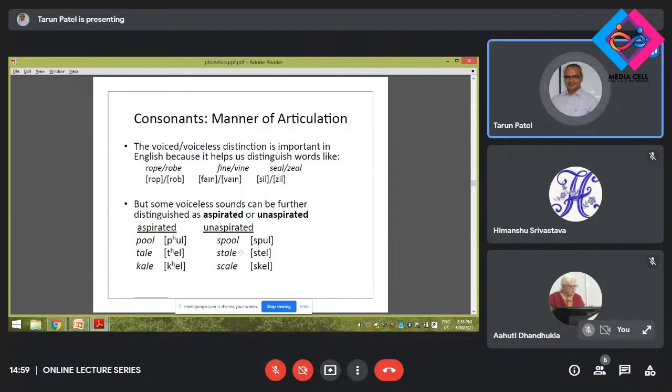Now, the voiced and voiceless distinction is important in English because it helps us distinguish words like rope and robe, fine and wine, seal and zeal, right? So you can see the phonetic transcription for all the words, right? But there are certain voiceless sounds that can be further distinguished as aspirated or unaspirated, like pull, tell. Similarly, we have pull, still, and skull.